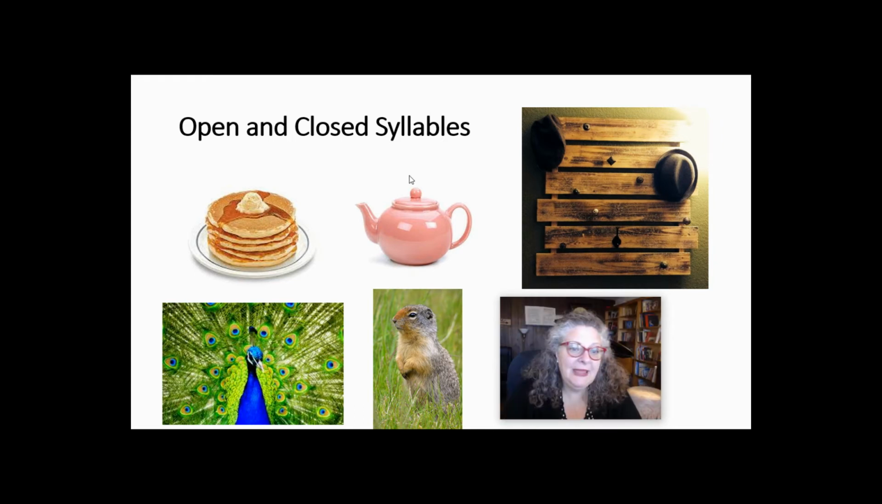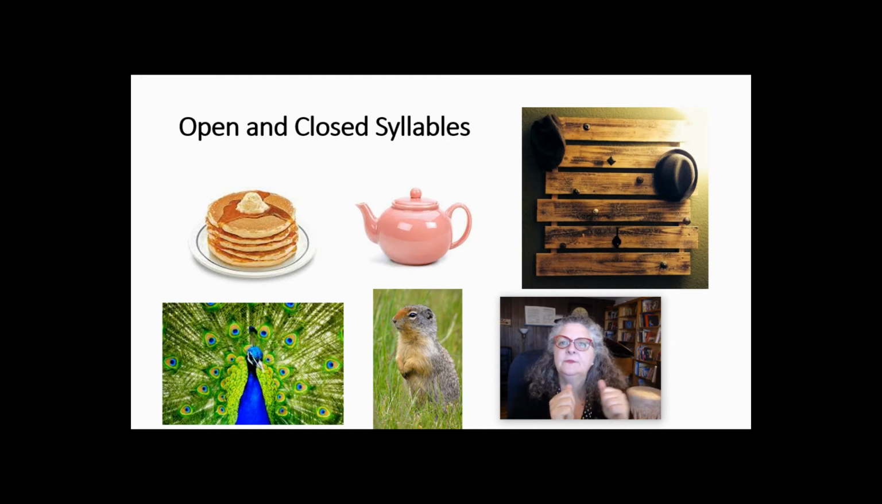So on pancake, you have 2 closed syllables, and on teapot, you have an open syllable followed by a closed syllable. Let's try this with coat rack. What kind of syllable is the first syllable? Coat, closed. And the second one, rack, closed. The vowel got cut off on both of those words. How about gopher?